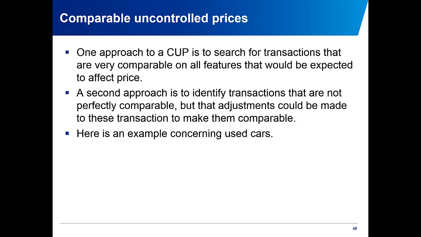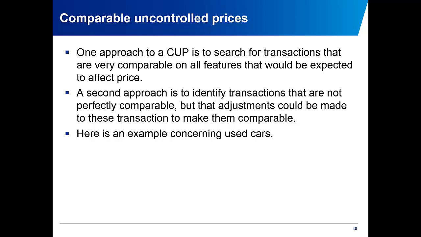So, as I've said, one approach is to look for all the transactions that are very comparable on all features. A second approach, which is not done as often but really ought to be considered more frequently, is to identify transactions that are not perfectly comparable, but that adjustments could be made to those transactions to make them comparable.